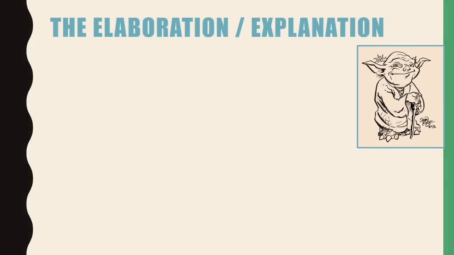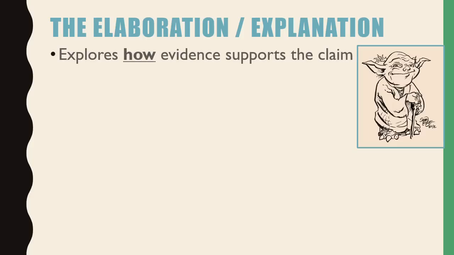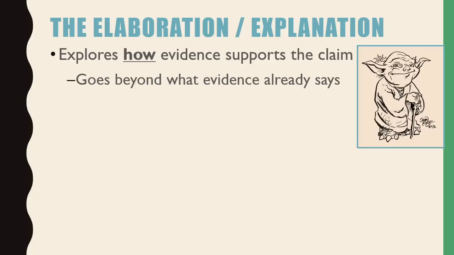The third part of any paragraph is the elaboration or the explanation part. And what a lot of people do, they'll give a claim, they'll give evidence, and then they'll just assume that that's enough. But what we need is your own elaboration or explanation on that evidence. So elaboration explores how evidence supports the claim. You can't assume that your reader knows why the evidence is supporting your claim. You have to spell it out for them. So it's that how that's really important. It goes beyond what the evidence is already telling us. It interprets the evidence for the reader in a way that the reader can see the connection to the claim.